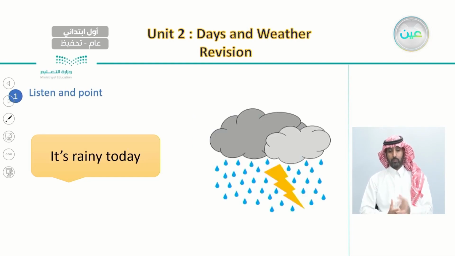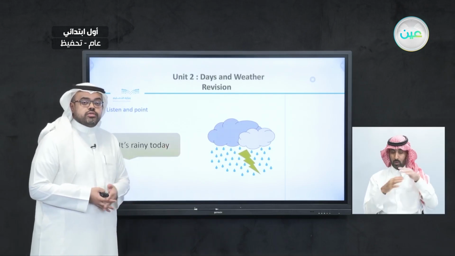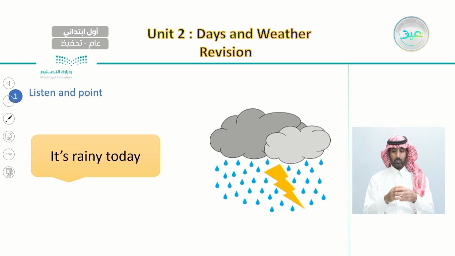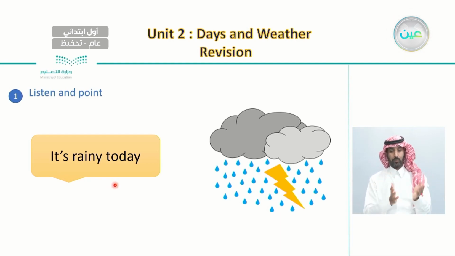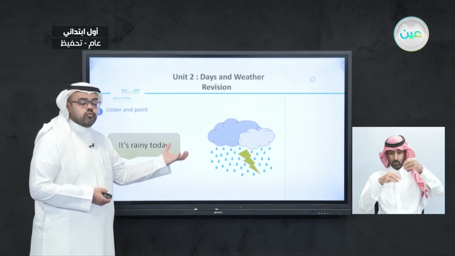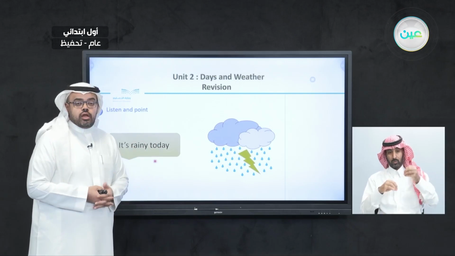Also, another type of weather, if we look at the sky and there is rain, then when someone asks, what's the weather like today? We can say, it's rainy today. We can point at the sky and say, it's rainy today. So let's read it together. It's rainy today. Very well. So here is also the third type of weather. When we see rain falling from the sky, we can say it's rainy today. It means there is a lot of rain.